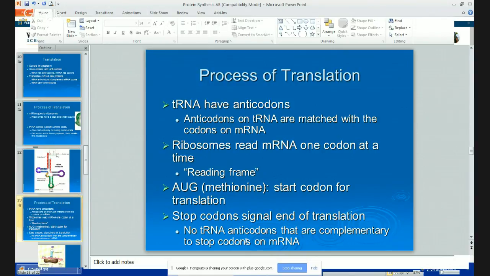So like I said, there aren't any transfer RNA codons, so it just knows to stop. I don't know if that makes sense. I hope it does.